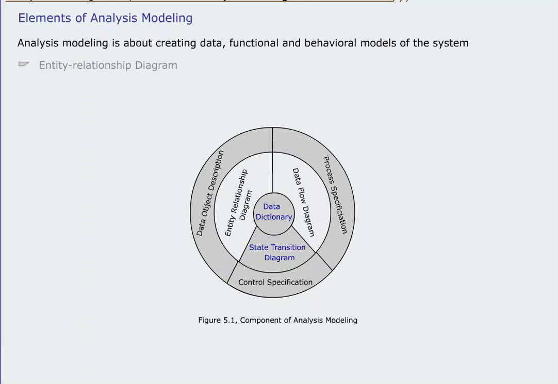The supporting textual modeling tools provide precise definitions of the meaning of the components and connections. For example, process specification describes textually the functions outlined in data flow diagrams. Control specification describes control features in textual form. So does data description for the ER diagrams. The figure on your screen shows the components of the analysis modeling.